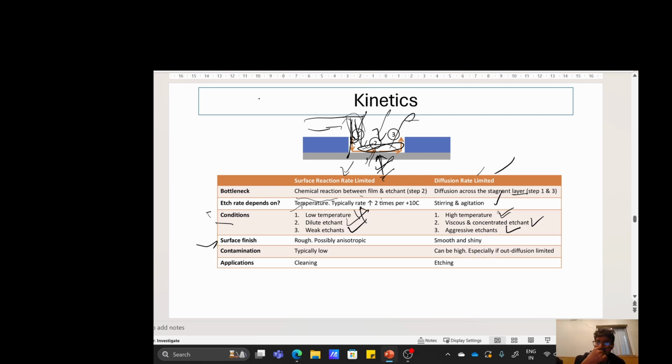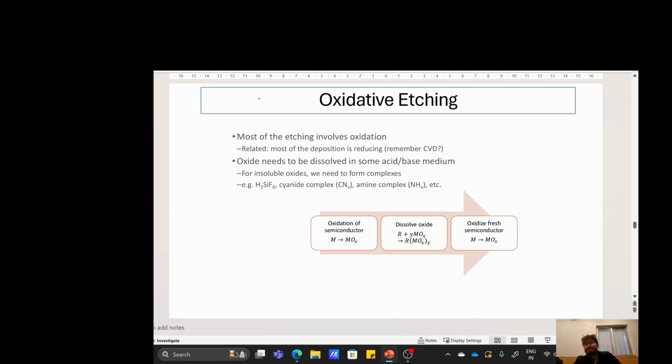So how will the surface finish be? In surface reaction rate limited etching, there is a rough surface, maybe anisotropic, and in diffusion rate limited etching, the surface will be shiny and smooth. These are the things there. Now the oxidative etching. We will now see which agent is used for which material removal.